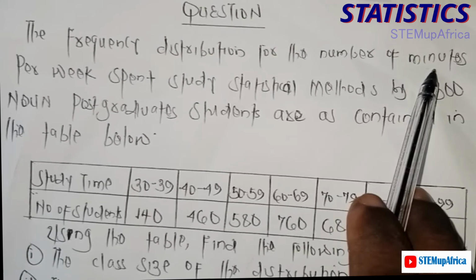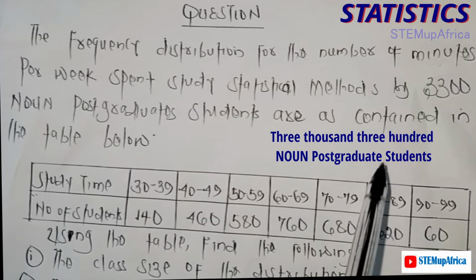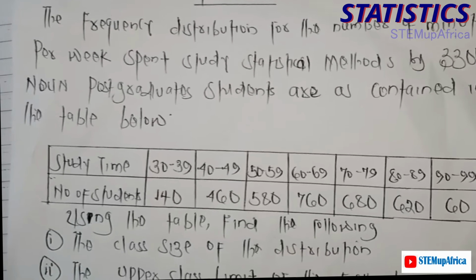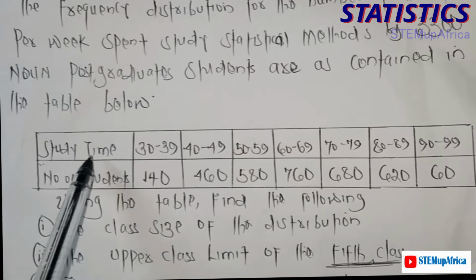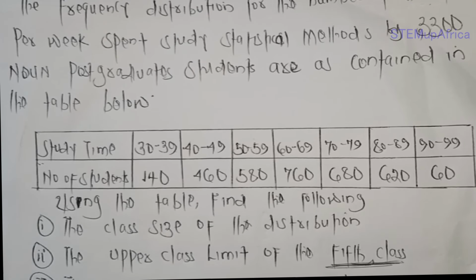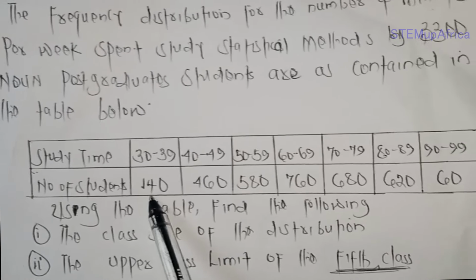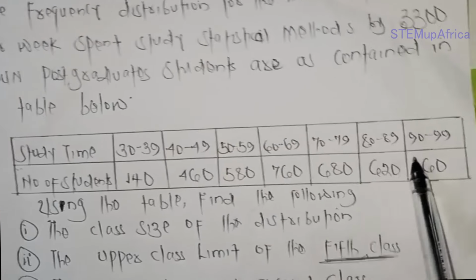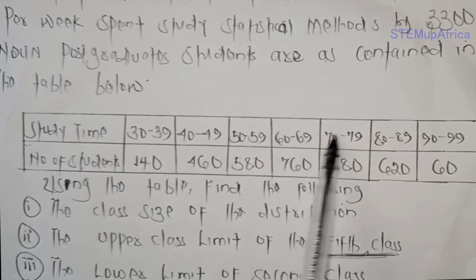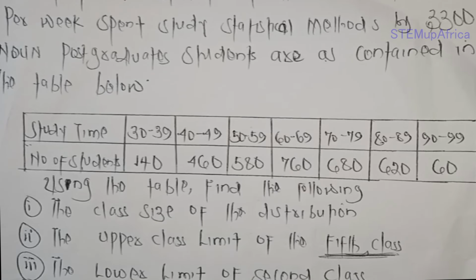Time is measured in minutes per week spent studying statistical methods by 330 postgraduate students as contained in the table below. So time studied, take note, is in minutes, with the number of students who study at this period of time. For 30 to 39 minutes, we have 140 students who study at that period. Then 40 to 49 minutes down to 90 to 99 minutes. This time spent, in statistics, we refer to as class interval. That's what they are called, class interval.